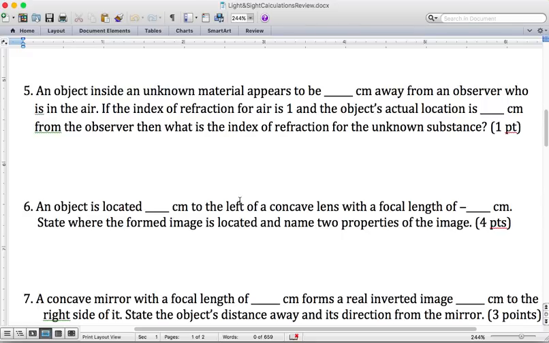So it's to the left of a concave lens. It's got a focal length of negative blank centimeters. You need to state where the formed image is located, and name the two properties of the image. So this is just like the second one that we did, number 2. Okay, so let's get our picture going. Blank centimeters to the left of a concave lens.